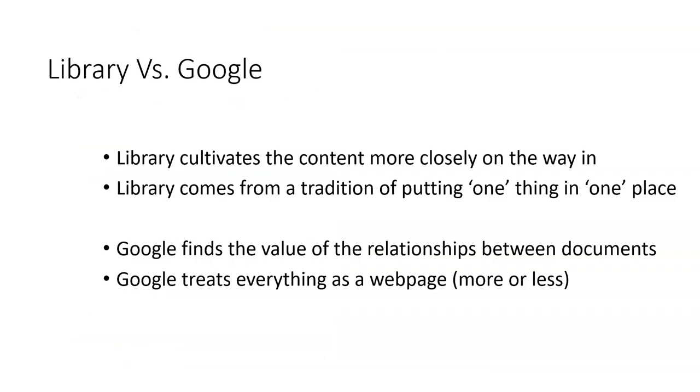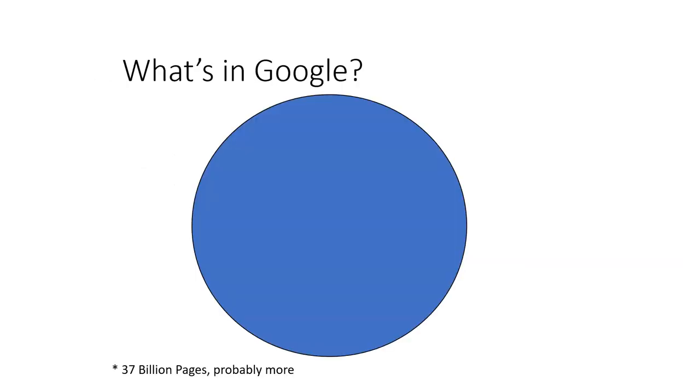So when you're deciding whether to use the library resources or the Google resources, the best possible is to use both. The library curates the content more closely on the way in, meaning when it's grabbing it. The library puts one thing in one place, whereas Google looks at the world differently. Google finds the value of relationships between documents and items. You never know what it's searching, but it finds things. And Google treats everything as a web page, more or less, rather than different file formats and documents. So there are distinctions between the two.